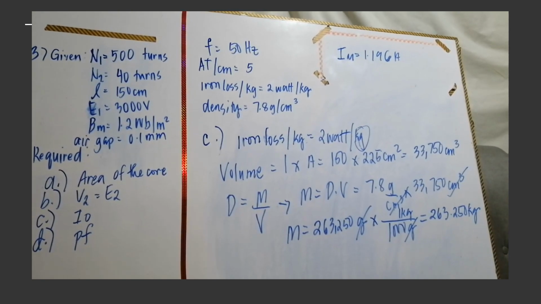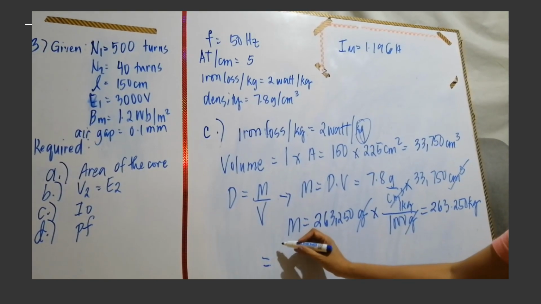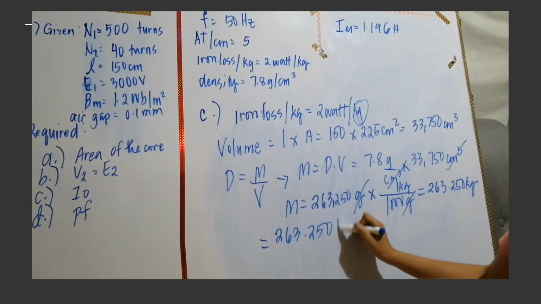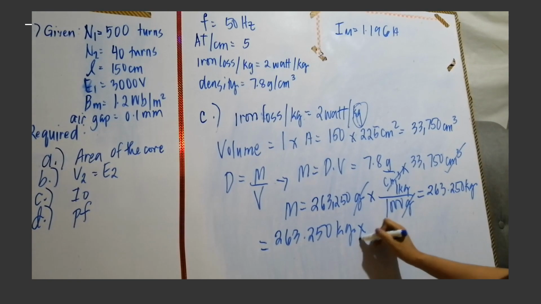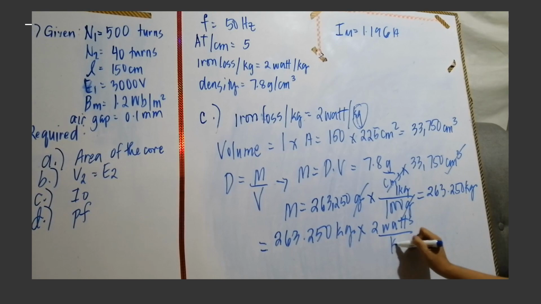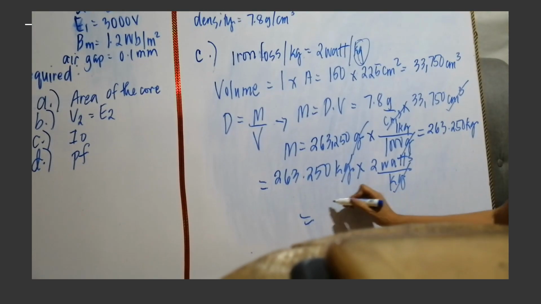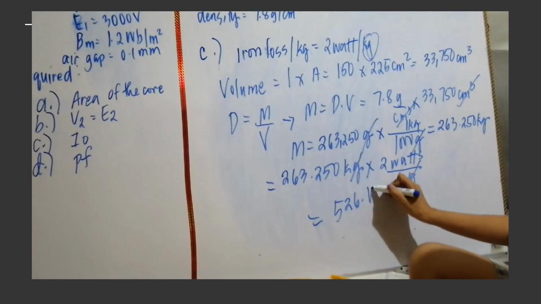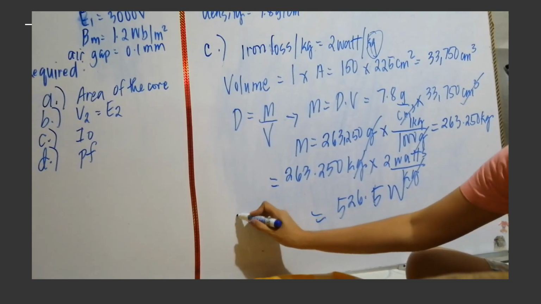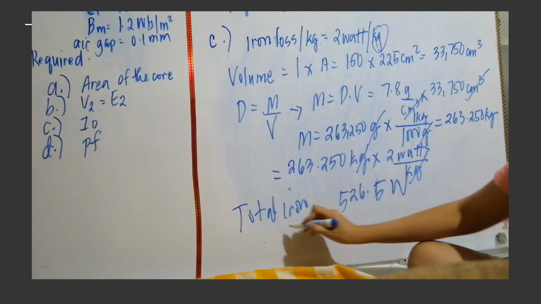kilograms. Now we can solve for the total iron loss, which is equal to 263.250 kilograms times 2 watts per kilogram. Cancel. So this becomes 526.5 watts. So this will be our total iron loss.